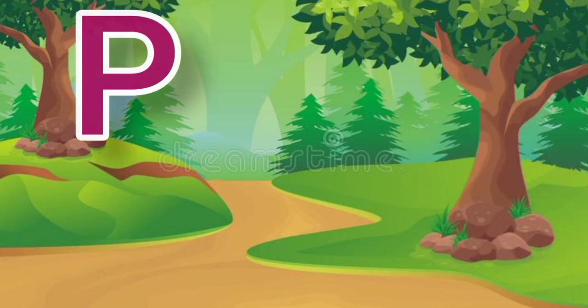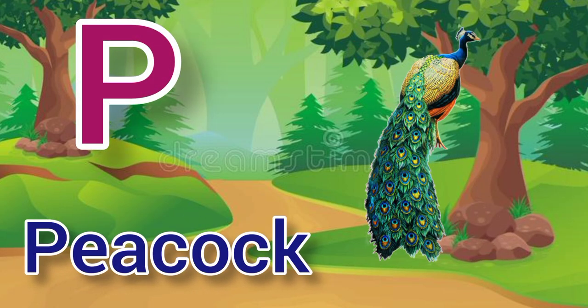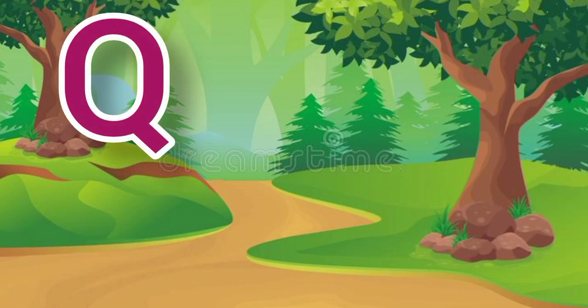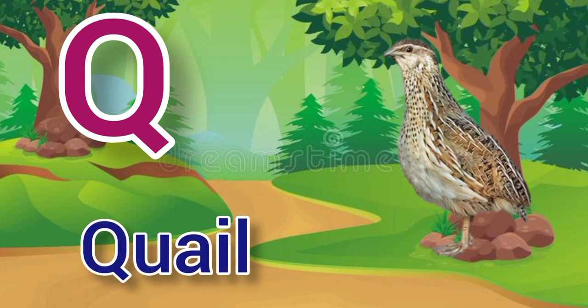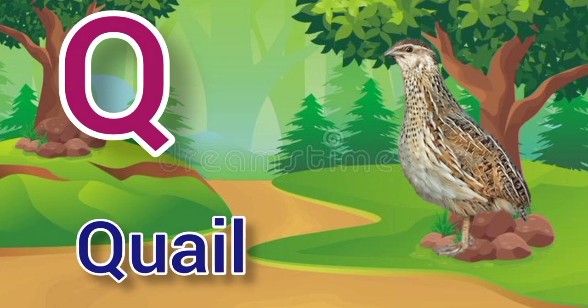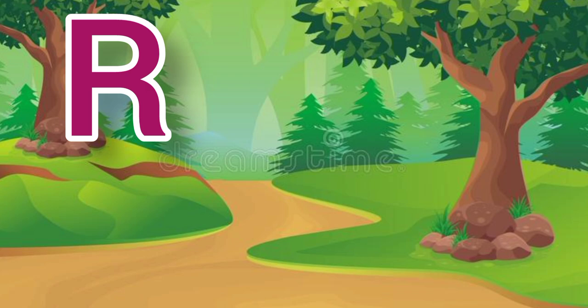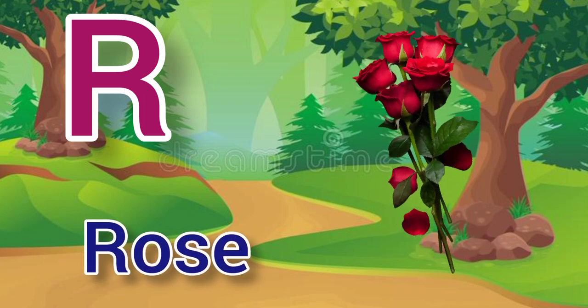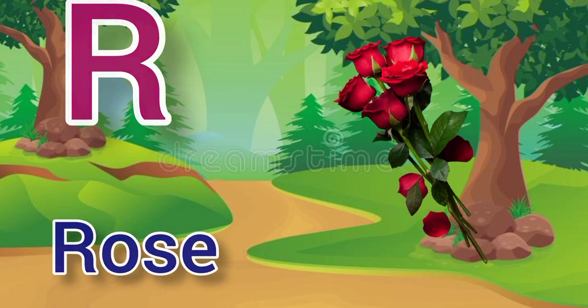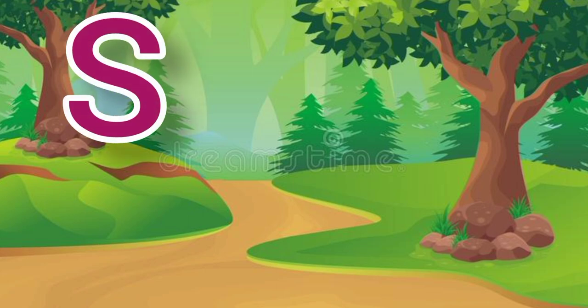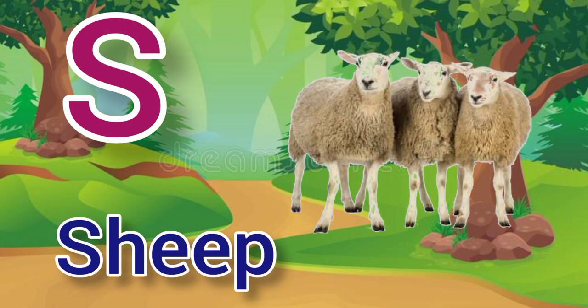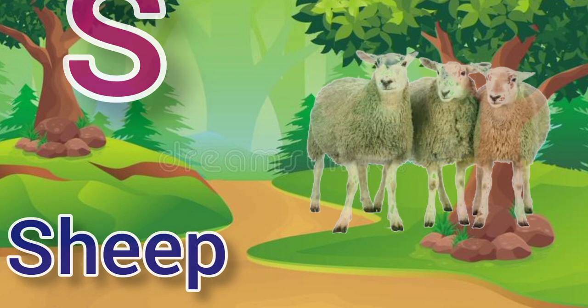P. P for peacock. Peacock means more. Q. Q for quail. Quail means butter. R. R for rose. Rose means gulab. S for sheep. Sheep means bhed.